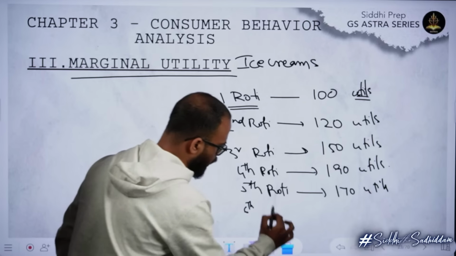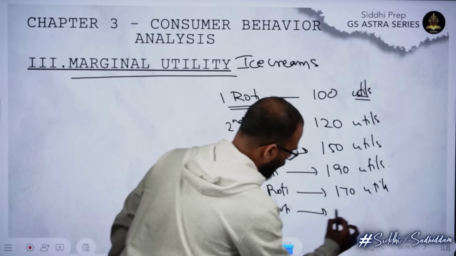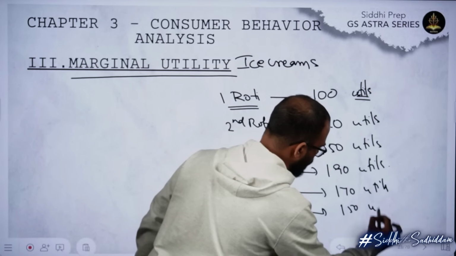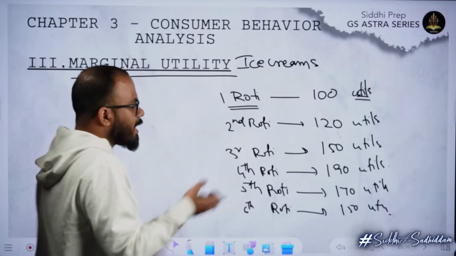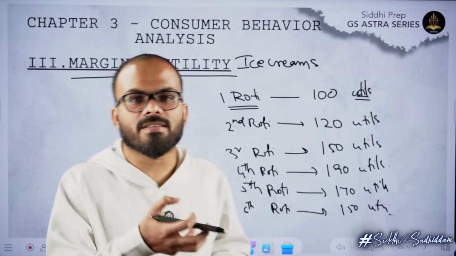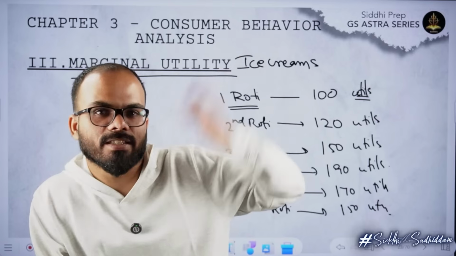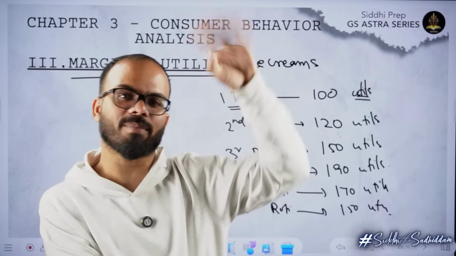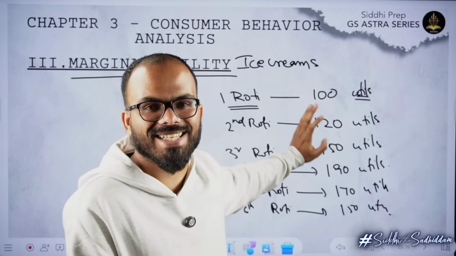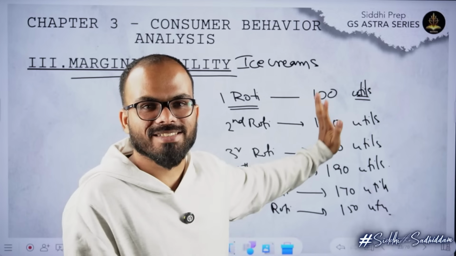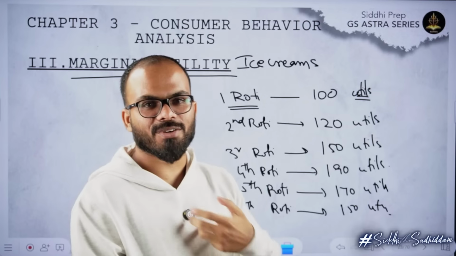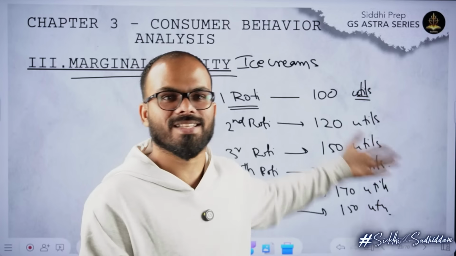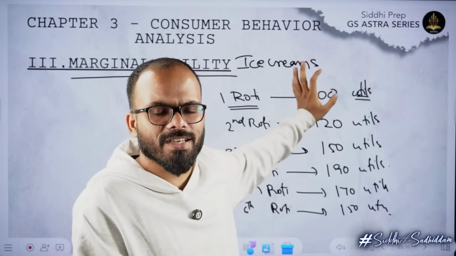By the 6th roti, when I eat the 6th roti, my satisfaction comes down to 150 utils. And when I keep increasing my number of rotis, my satisfaction keeps coming down. Of course, with respect to food, that never happens to me. That's a different case scenario, but yes, this is how it is supposed to happen. But once we go to a hotel, we change our order and this kind of scenario never happens. That is a different thing.